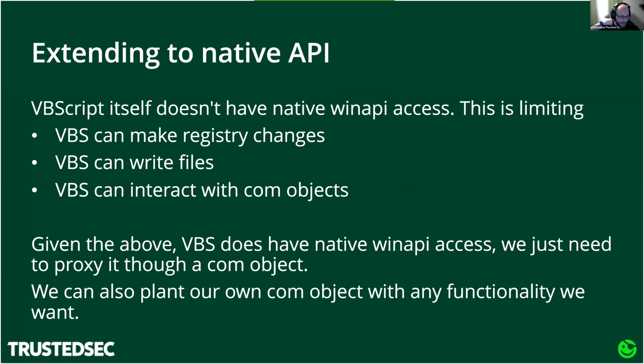So I mentioned we don't have direct access to the native Windows API. There's not some foreign function interface. So we're limited to what VBScript itself can do. Well, VBScript can make registry changes. VBScript can write files out to disk, and VBScript can interact with any COM object that implements the IDispatch interface. So given that, we can make our own custom COM object. We can plant it on disk, and we can update the registry so that it's properly registered. And at that point, we do have full Windows native API access because we can just write some native code, throw it on disk, and run it by calling the interface that we ourselves design.